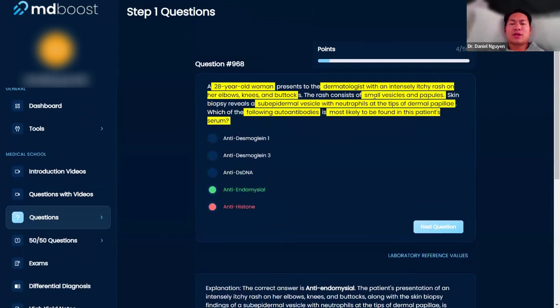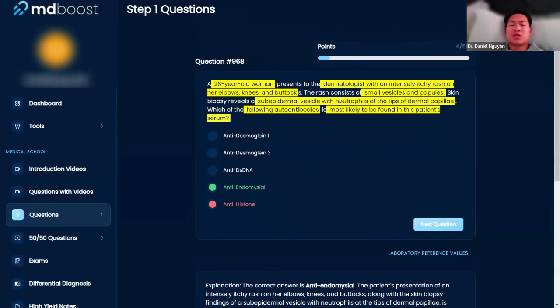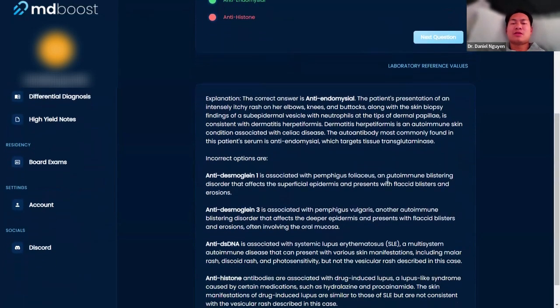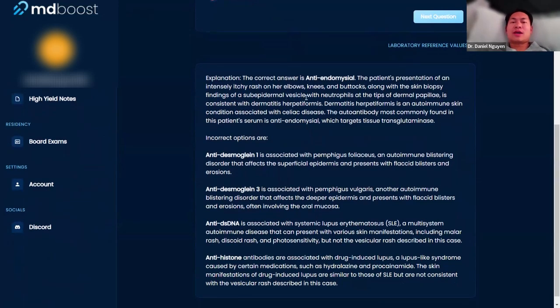the reason why is because these small vesicles and papules look like herpes, but it's not, because there are neutrophils at the tip of the dermal papilla, right? And the reason they call it dermatitis herpetiformis is because it looks like herpes, but it's not because of the vesicles, and that's going to be associated with celiac disease. And celiac disease has anti-endomysial antibody.